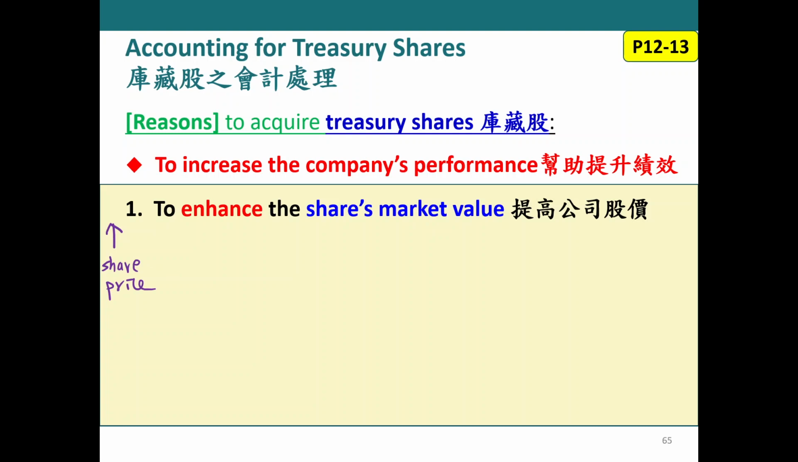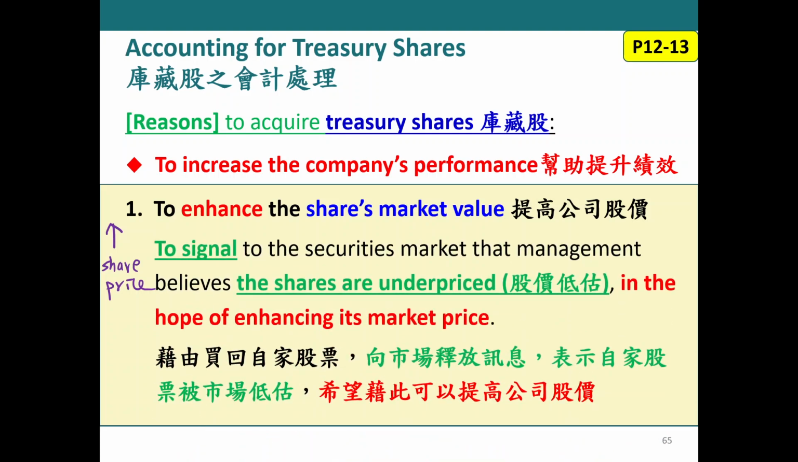How to increase your company share price when today you think your share price is undervalued, 低估了. Undervalued means you think you should have a higher value, but right now in the market, the value is too low. So you think the market underprices, undervalues your share price.